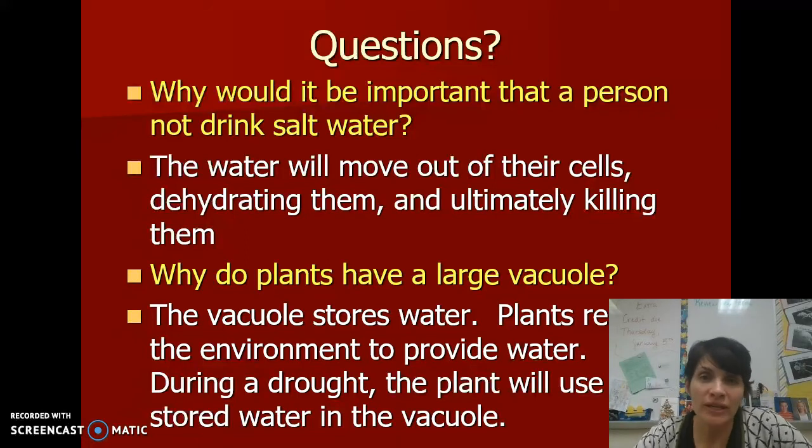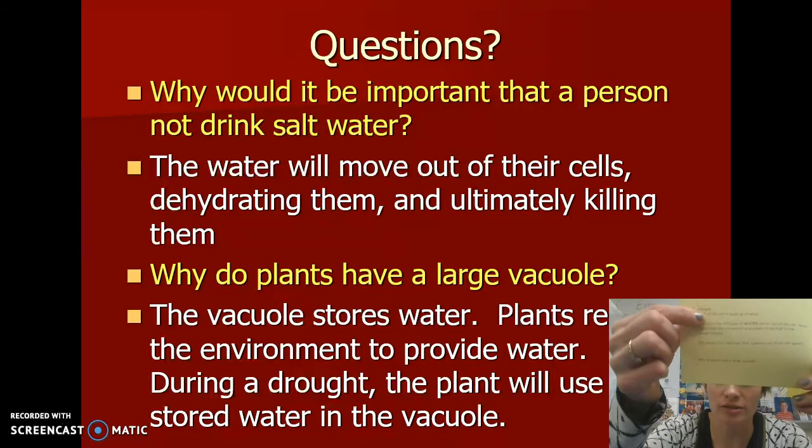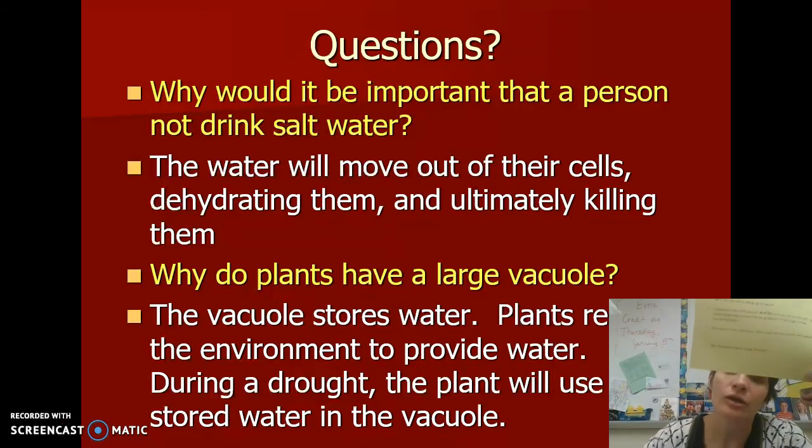Animals, we can move and get water when needed. So we don't need such a large vacuole to store water because we can move. But organisms that are sessile or planted in a spot and can't move like a tree, they need to have a large vacuole. So on your papers at the very bottom are the two questions that we just went over. Go ahead and write your answers down. Pause the video as you need, and we're moving on.